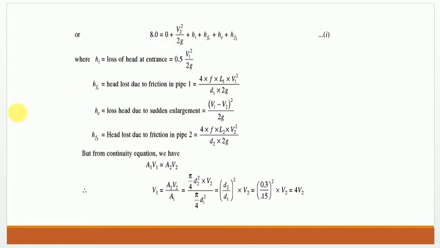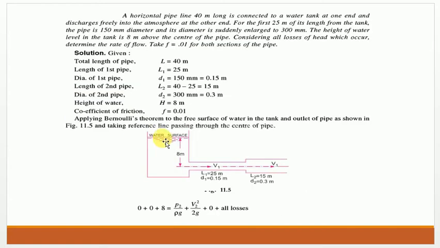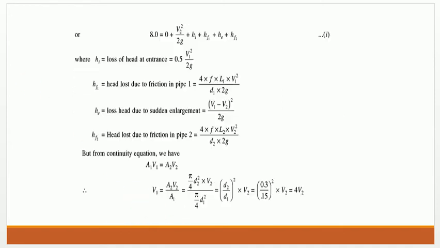Why is the pressure term 0 here? Because at the end of the discharge the pipe is open to the atmosphere, so the pressure is equal to atmospheric pressure at both sections. That's why it gets cancelled, as there is no change in pressures. So 8 will be equal to V2 square by 2g plus all head losses. What are the head losses here?